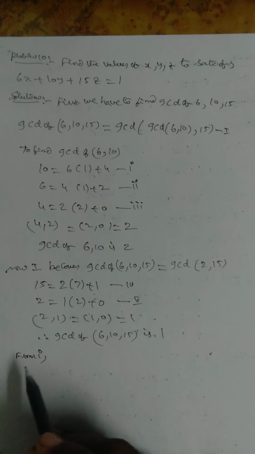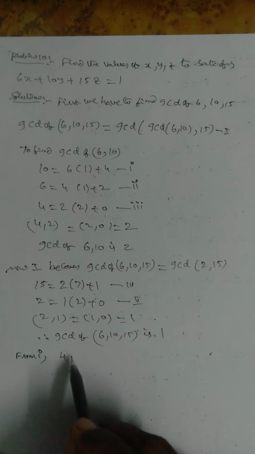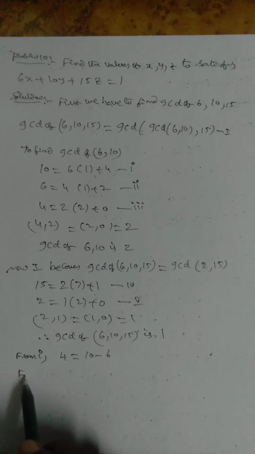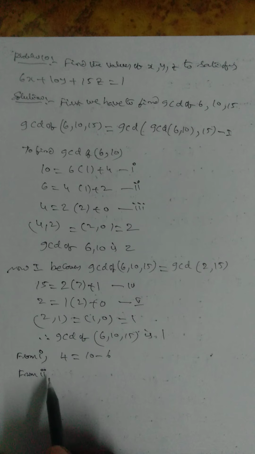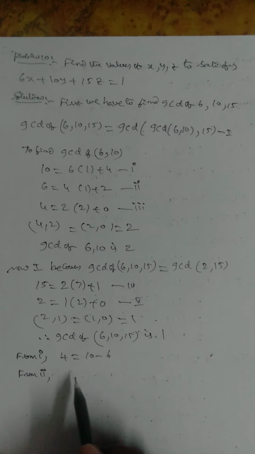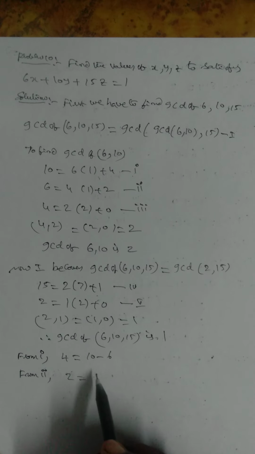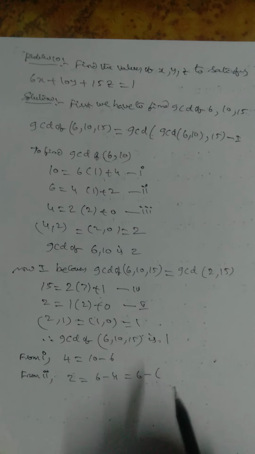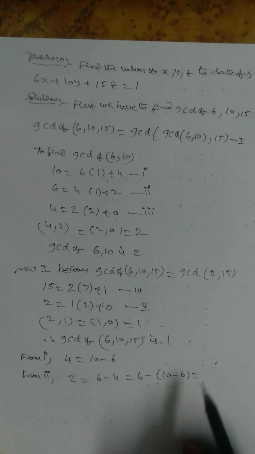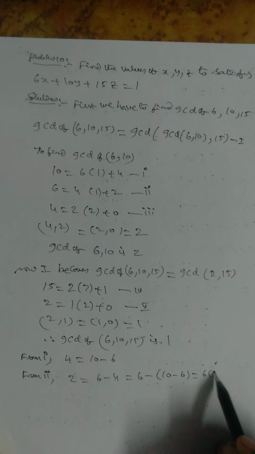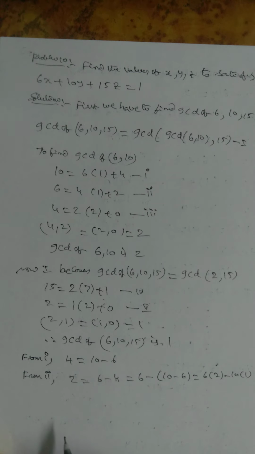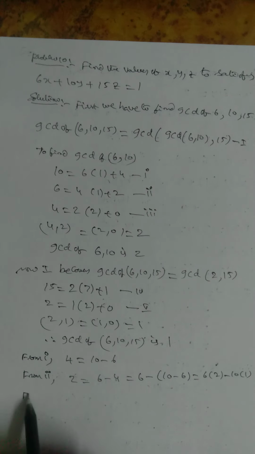From 1, 4 is equal to 10 minus 6. From 2, we have to find x, y, z values. 2 is equal to 6 minus 4. So 6 minus, what is 4? 10 minus 6. So 6 into 2 minus 10 into 1. Okay.